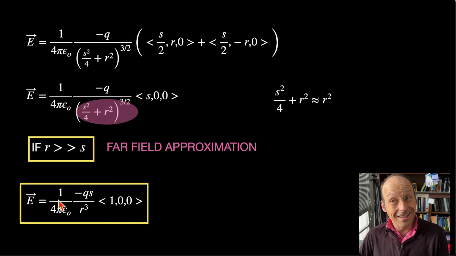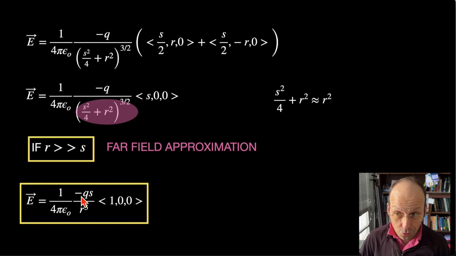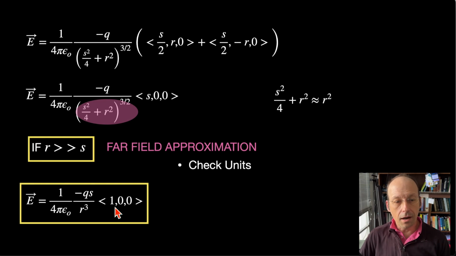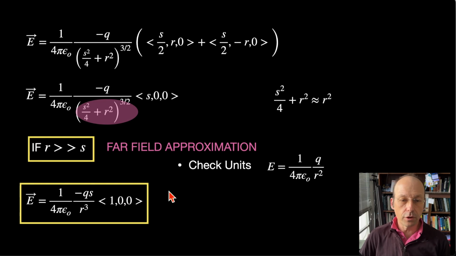Notice it looks a lot like, one, there's a negative sign. Two, we have a QS over R cubed, just like before, but we don't have the 2. That's the only difference. We don't have the 2. And then we can check units. Of course, the unit still works.